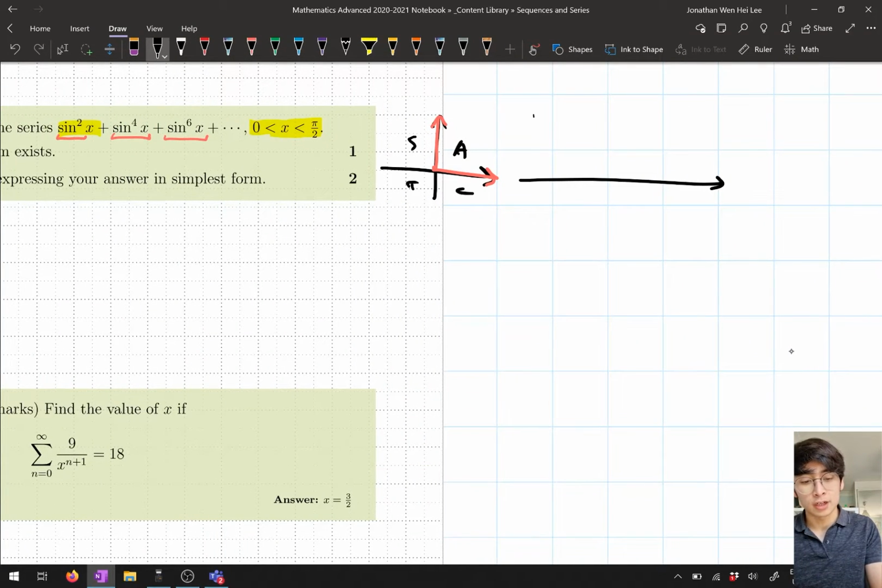The other thing is sine between 0 and pi over 2. If I draw my sine graph, sine looks something like this. And 0 to pi over 2 is just between 0 and 90 degrees.